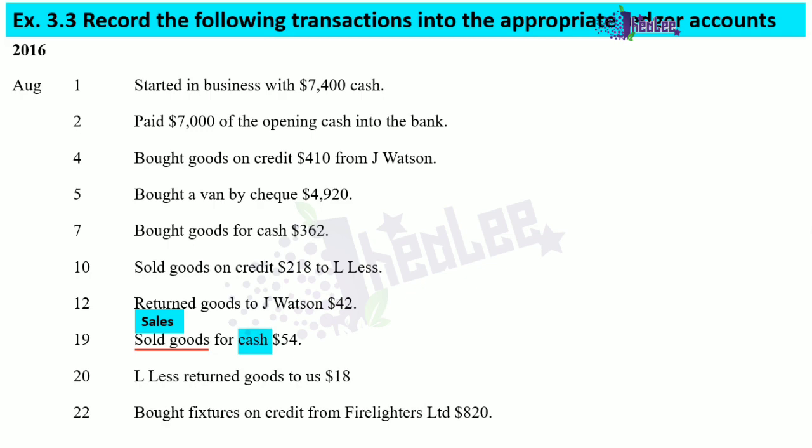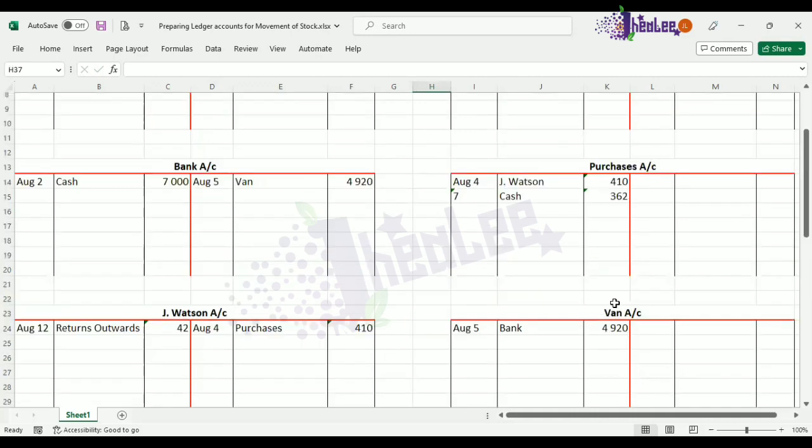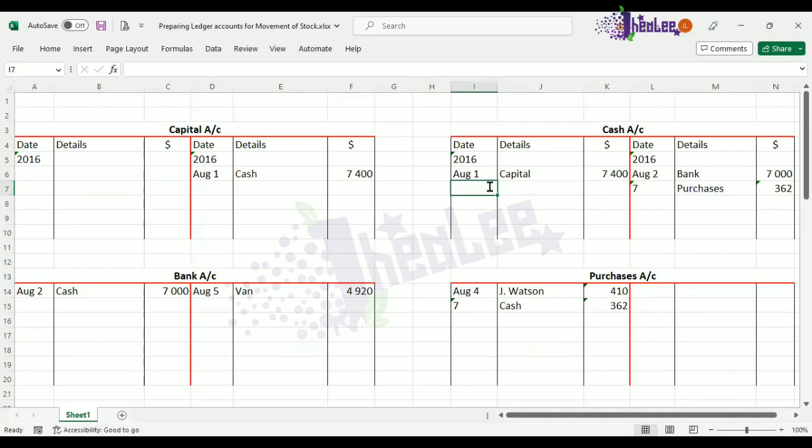So we're going to make our entries, and we need to put our entry in the sales account by crediting, and that is August 19. Our details is cash, which is the other item affected, and the amount for that transaction is $54. And we need to show that we have an increase in cash by going to our cash account and debiting the account. So it is August 19. Our details is sales, which is the other item affected, and the amount is $54.